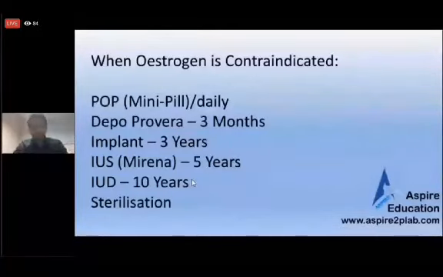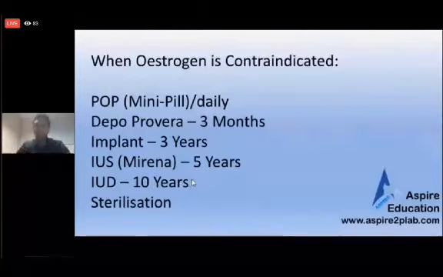And then IUD, so copper T, which can be for 10 years. And IUS, Mirena, 5 years. Implant, 3 years. Depo-Provera, 3 months. So all these, except the sterilization and copper T, have progesterone, which will be released into the body depending upon the time frame. So POP you have to take daily, Depo-Provera 3 months, implant 3 years, IUS 5 years, and IUD 10 years, and sterilization is permanent.